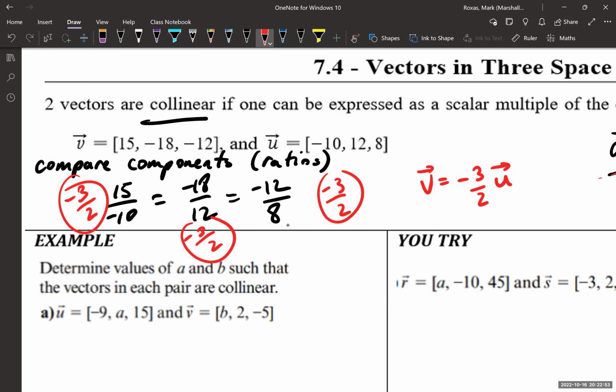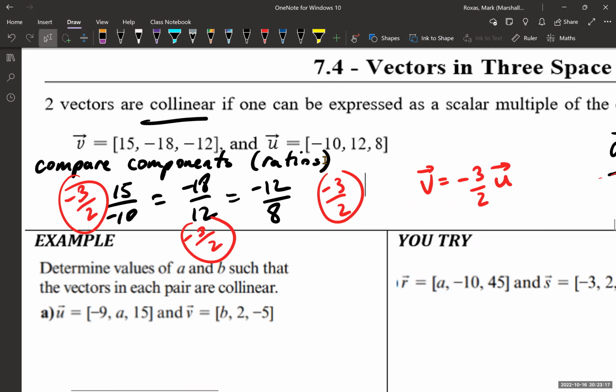Okay, now if one of these components happens to be of a different proportion, so if they were not all proportional to each other, if one of them was off, even with the same denominator or numerator, then they would not be scalar multiples of each other, right? They would be actually pointing in different directions. So watch out. All components must be the same scalar multiple.